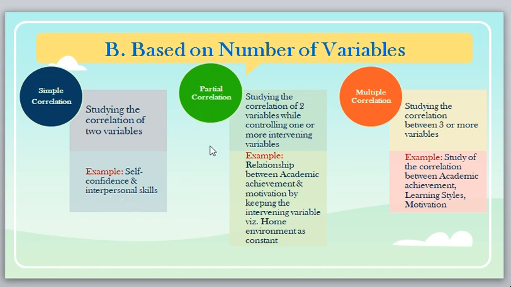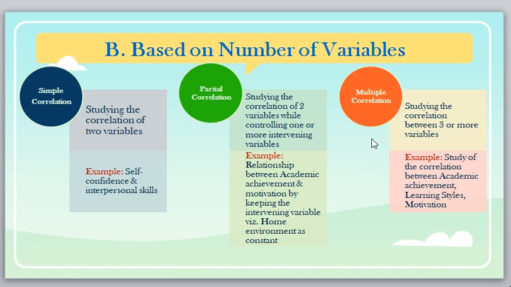And next, partial correlation. When we study the correlation between two variables while controlling one or more intervening variables, then we can say that it's a kind of partial correlation. Say, for example, studying the relationship between academic achievement and motivation of the child by keeping the intervening variables such as home environment as a constant. In that case, we call this a partial correlation.